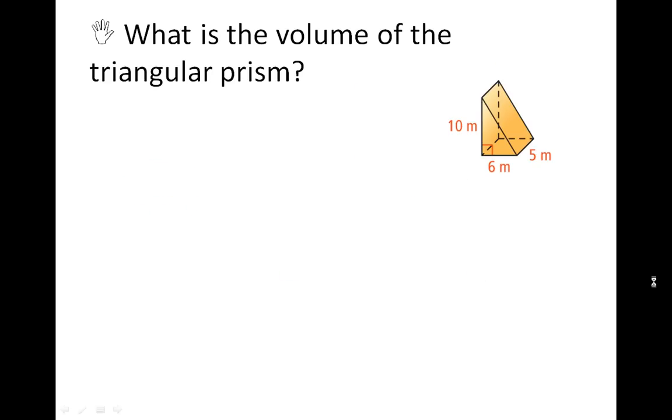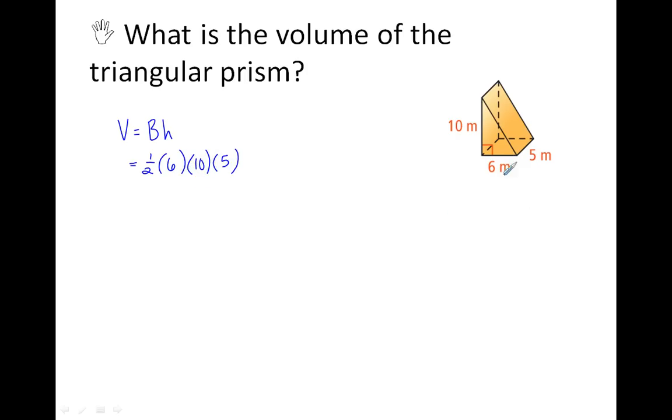Here we have a triangular prism. Again, volume is the area of the base times the height. Now the base in this case is the triangle, and so to find the area of that, we do 1/2 times the base of the triangle, which is 6, times the height of the triangle, which is 10, times the height of the prism, which is 5.